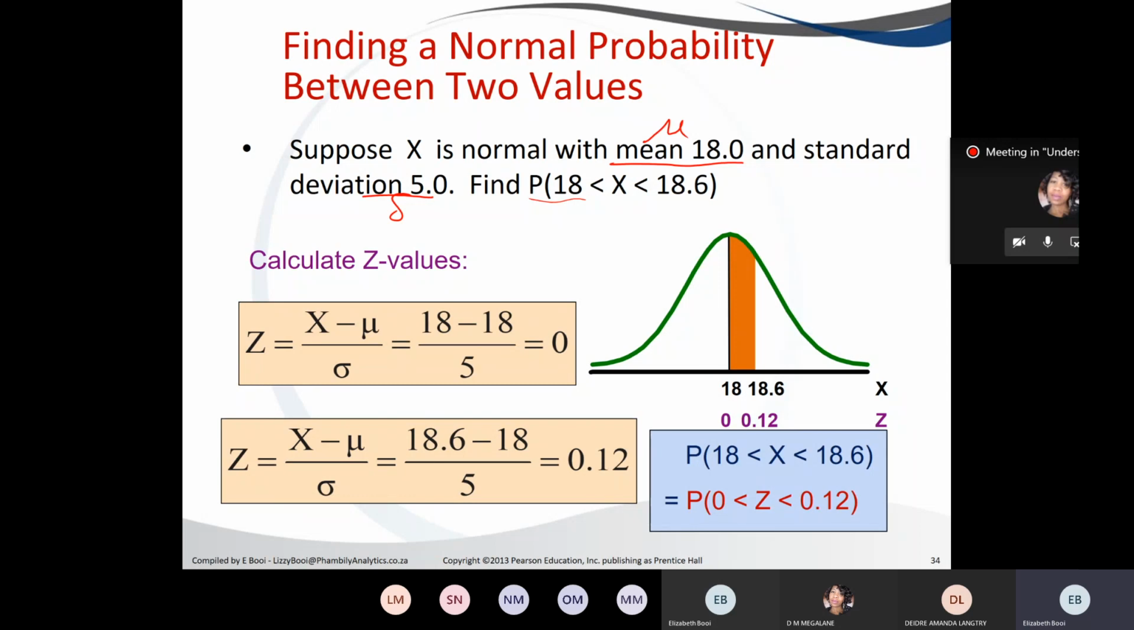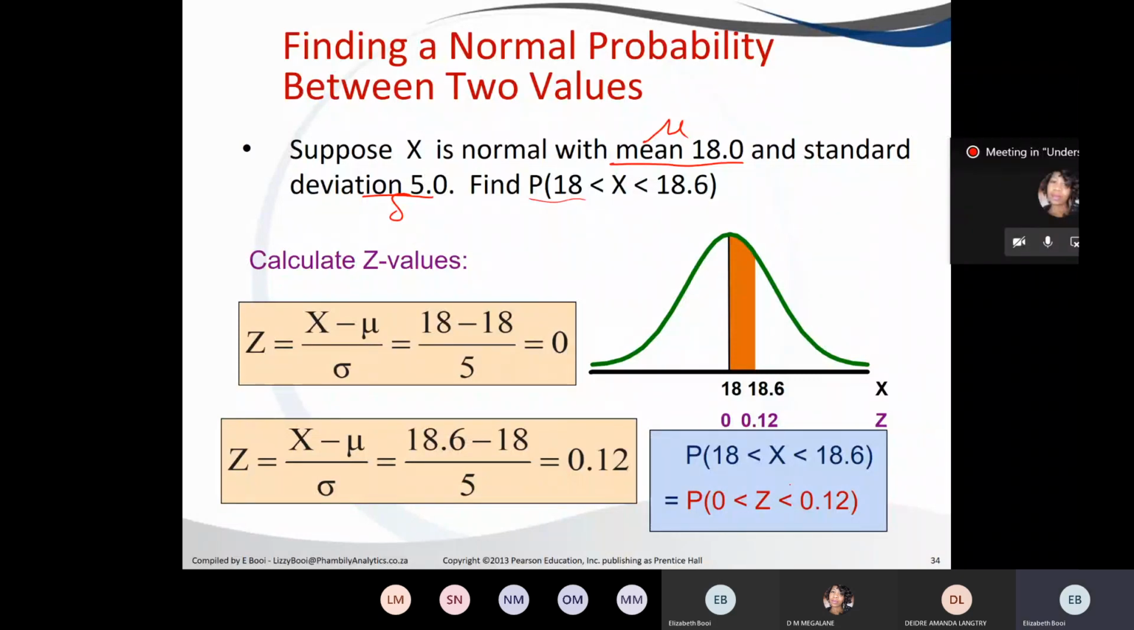18 minus 18, divide by 5, gives us 0. And we do the same with 18.6. 18.6 minus 18, which is our mean, divide by 5, which is our standard deviation, and we get the value of 0.12.